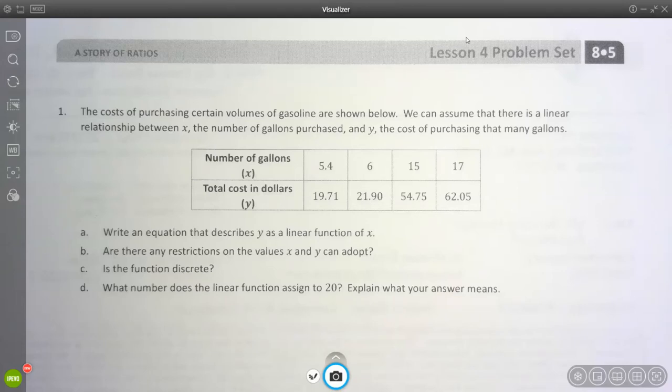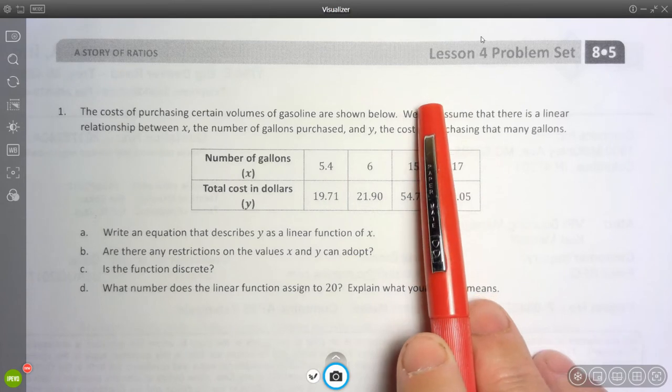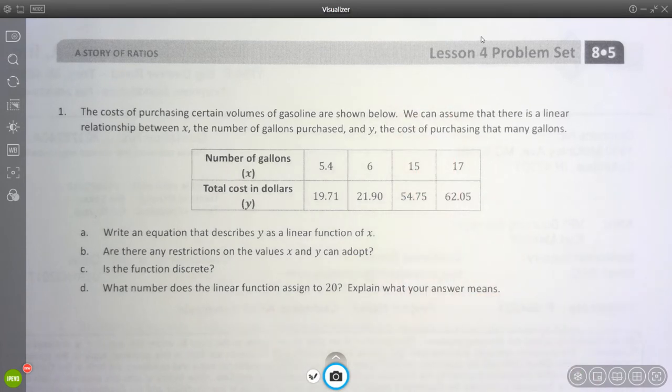8th graders, today we are doing Module 5, problem set for lesson number 4. And remember, today we learned about discrete and continuous functions. So, the cost of purchasing certain volumes of gasoline are shown below. We can assume that there is a linear relation between X, the number of gallons purchased, and Y, the cost of purchasing that many gallons.